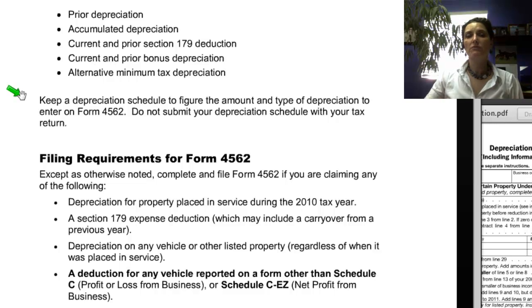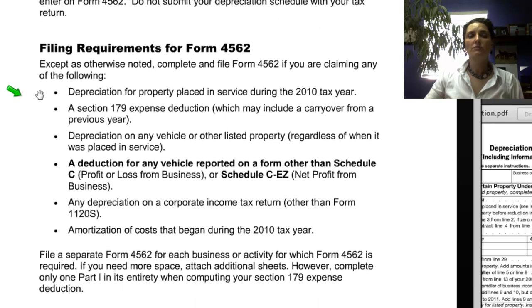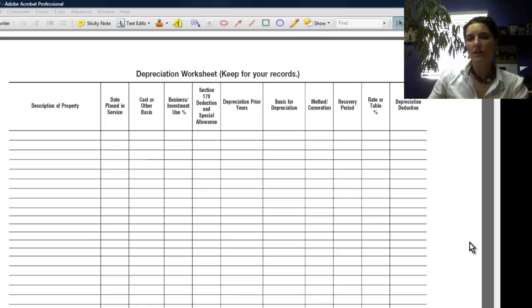Do not submit your depreciation schedule with your tax return. Well, let me show you a depreciation schedule. So I have a copy of a depreciation worksheet or depreciation schedule on the screen in front of you now. You can find this illustration on page 18 of the IRS instructions for Form 4562.